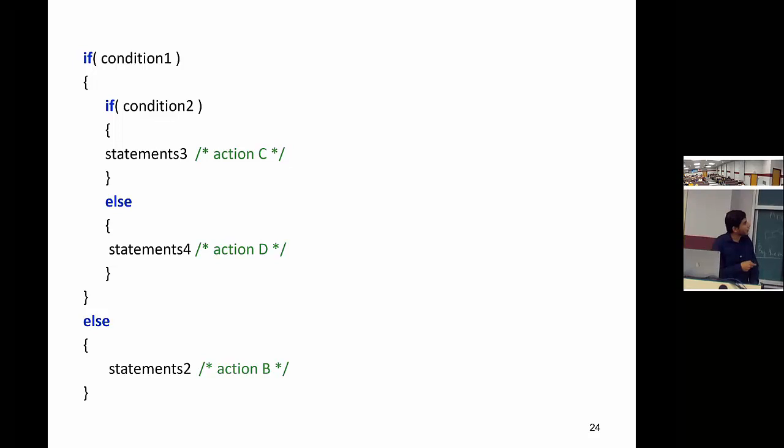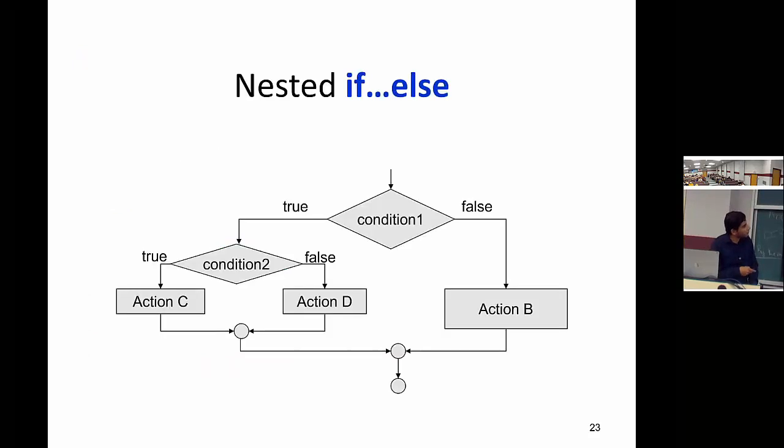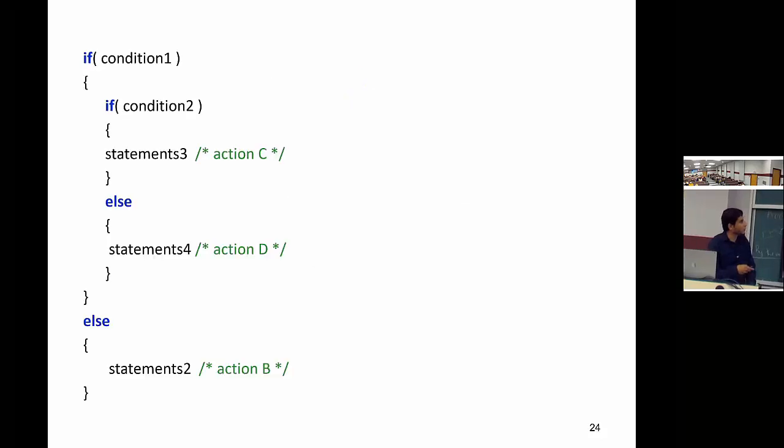So here I have action C, D, B. What do I call this? Action C, B, D, right? And there is condition one, condition one in the first if, condition two in the inside if. There is no condition three.